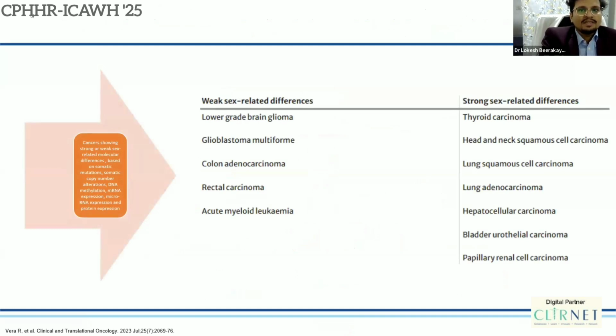Coming to the strong sex-related differences, these are seen mostly in thyroid carcinoma, head and neck squamous cell carcinoma, lung squamous cell carcinoma, adenocarcinoma. The various carcinomas, you can see the stronger relation and the weaker relation. So the cancer shows strong or weak sex-related molecular differences based on various somatic mutations, somatic copy number alterations, DNA methylation, mRNA expression, microRNA expression, and some protein expressions.